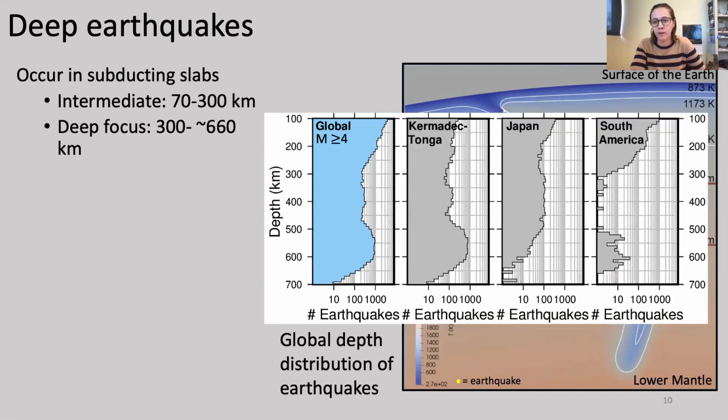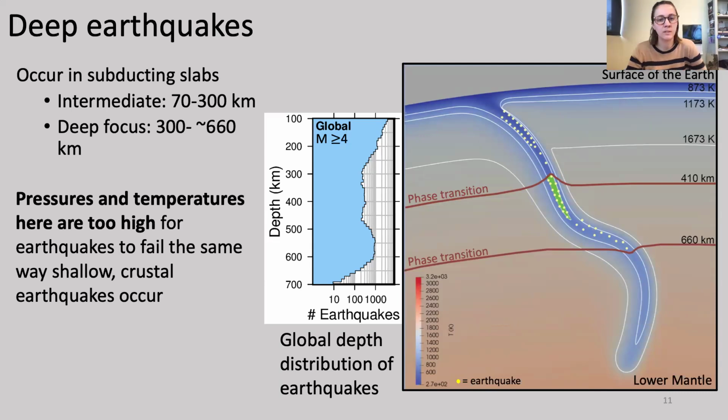I'll also point out that we observe these deep earthquakes in subduction zones all around the world. But the depth profiles shown here for Kermadec and Tonga, Japan, and South America, just as examples, exhibit very different behavior in terms of the depths within the slab that these earthquakes are occurring. For example, in South America, we have a big gap in earthquake occurrence. Kermadec and Tonga, which hosts most of the world's deep earthquakes, pretty well mimics the global catalog. So we see a lot of variability between subduction zones and within the depth of a single subduction zone.